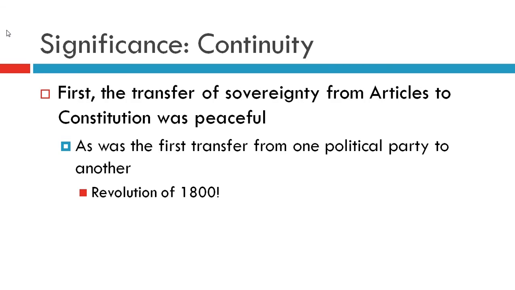A great example is the Revolution of 1800. Obviously, our forefathers did not foresee the emergence of political parties, but they did emerge. And after John Adams is not reelected in 1800, we see one political party, the Federalists, go away, and they're replaced by the Democratic Republicans, the party of Jefferson. And that revolution, if you will, involves no bloodshed. So that's worth pointing out.